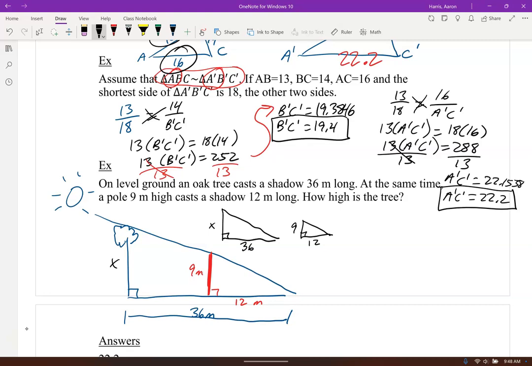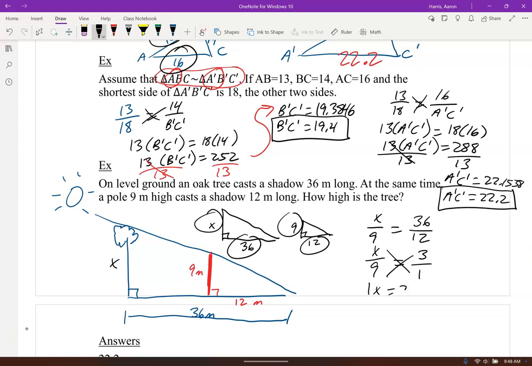So I'm going to set up a proportion. I'm going to go big to small this time. X is to 9 as 36 is to 12. By the way, 36 divided by 12, I'm going to simplify that. That's 3 over 1. So x over 9 is 3 over 1. Now I'm going to cross multiply. X times 1, so 1x equals 9 times 3, 27. So X is 27. That's how tall that tree is. It's 27, and we're in meters. Meters tall.